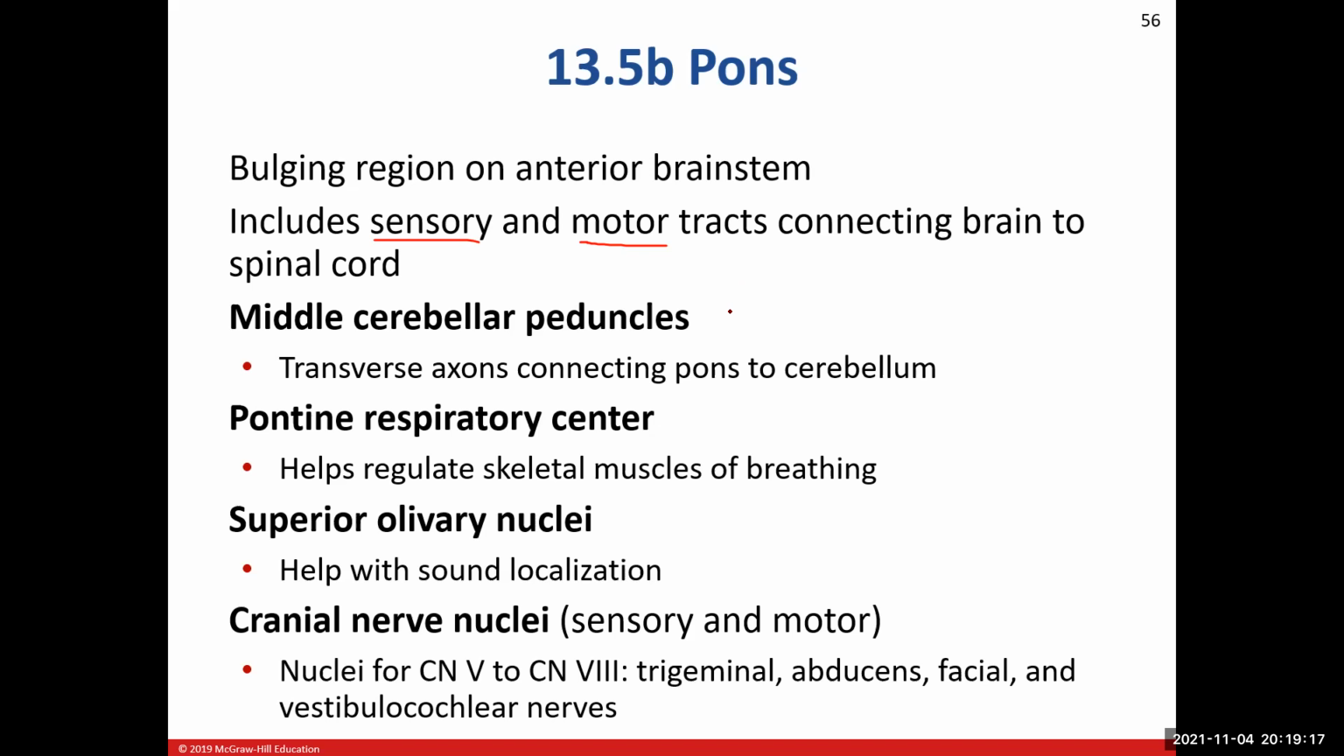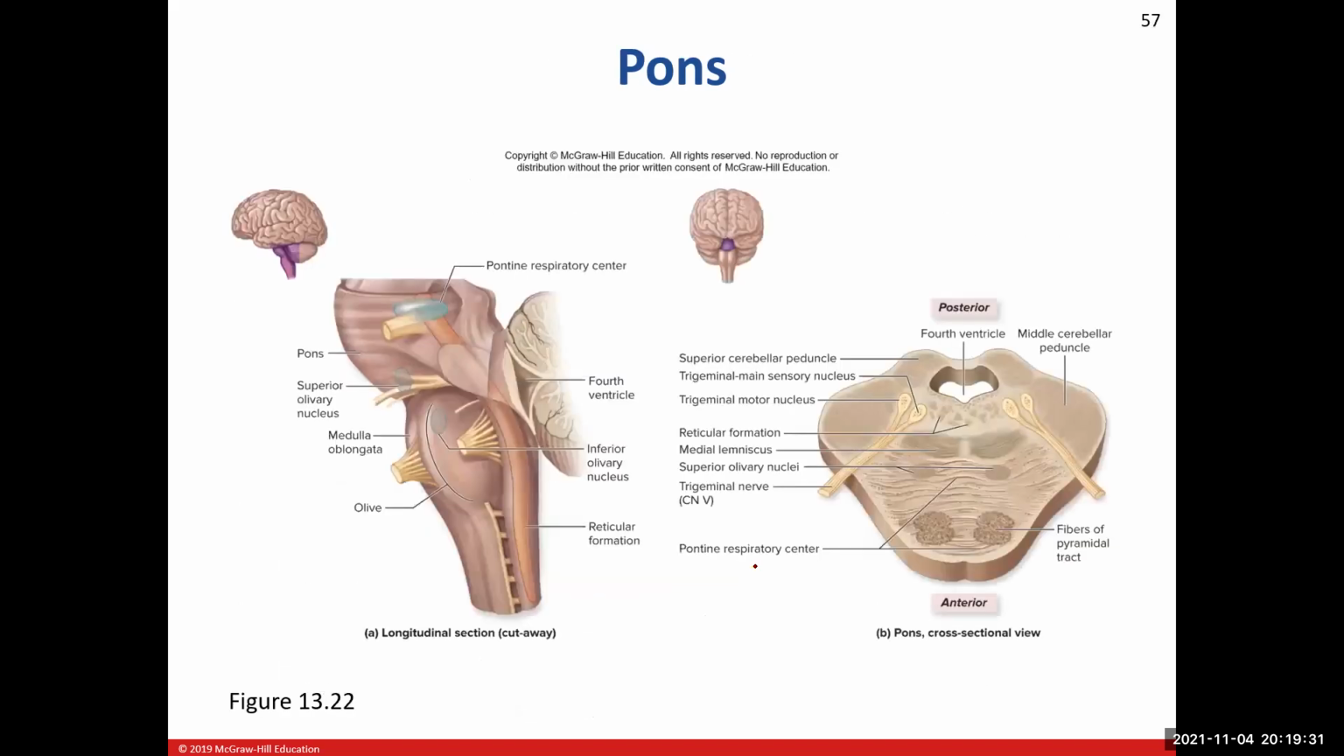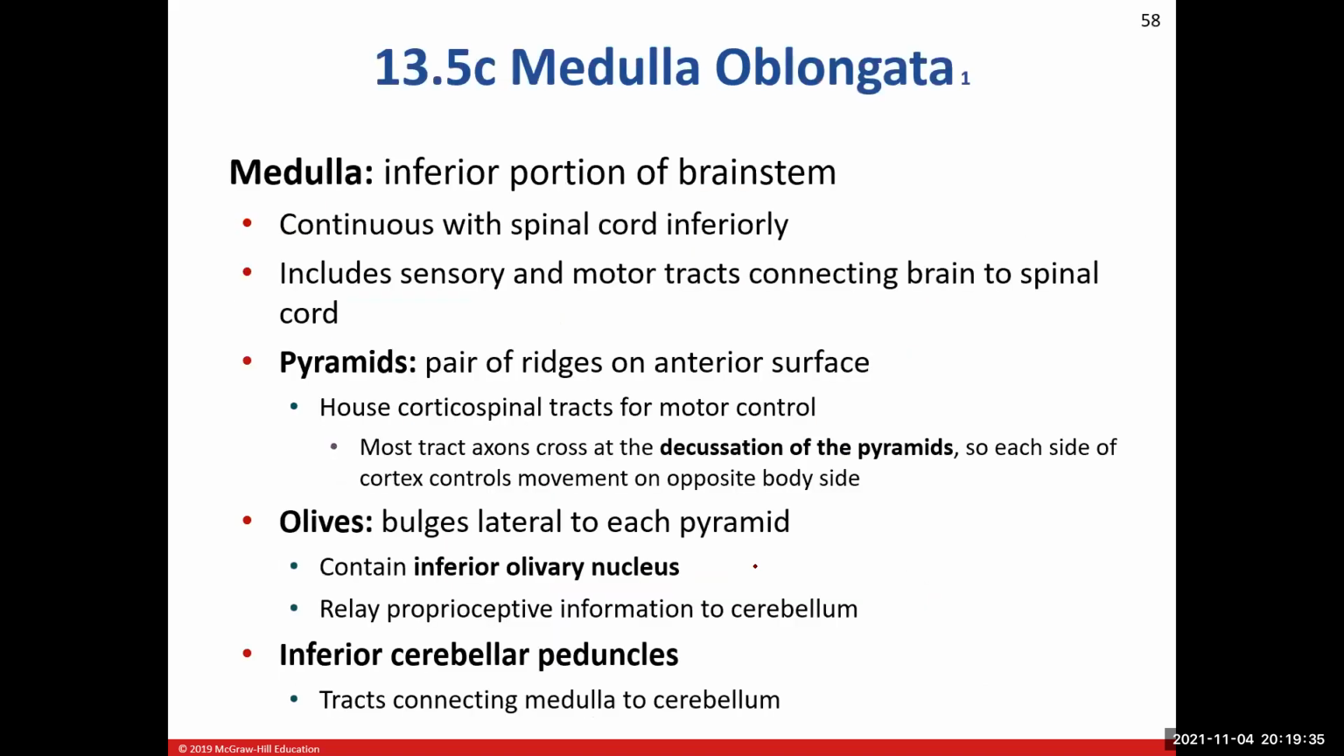And then we have our superior olivary nuclei. We'll talk more about that in chapter 16, but that has to do with sound localization. Then, of course, we have some more cranial nerves. Their nuclei are located there. Cranial nerves 5 through 8 are going to be located there. So there's our pons just in front of the fourth ventricle and the cerebellum.